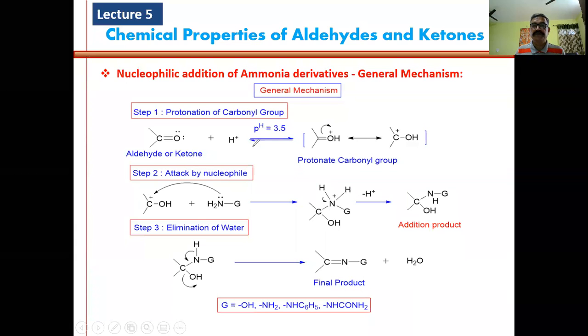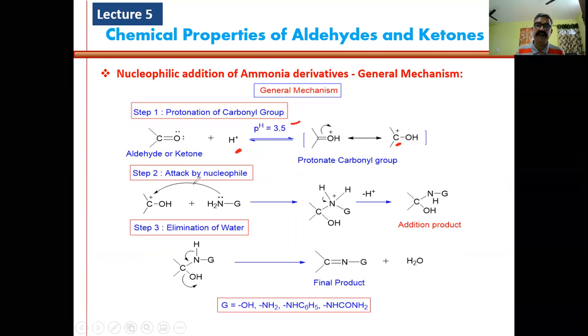Carbonyl group. First step is protonation, pH 3.5. This is the detailed mechanism. First step में protonation होगा carbonyl group का, and we get this. This is the resonance structure, and from the resonance structure it is clear that because of protonation, the positive charge on carbonyl carbon has increased to a great extent.